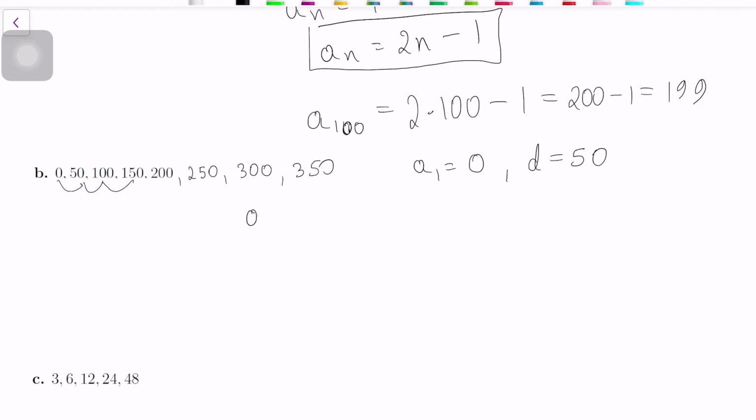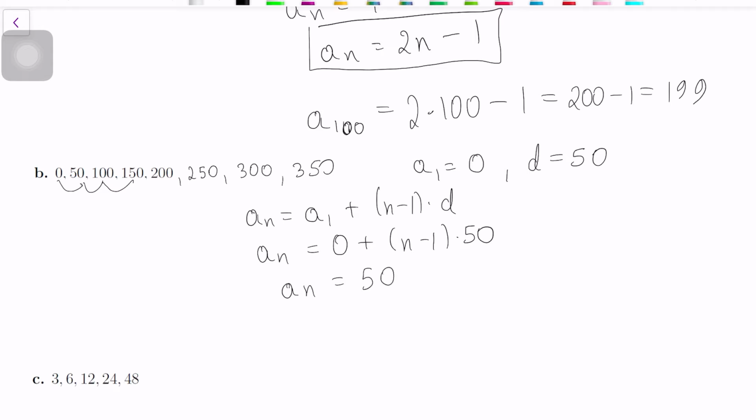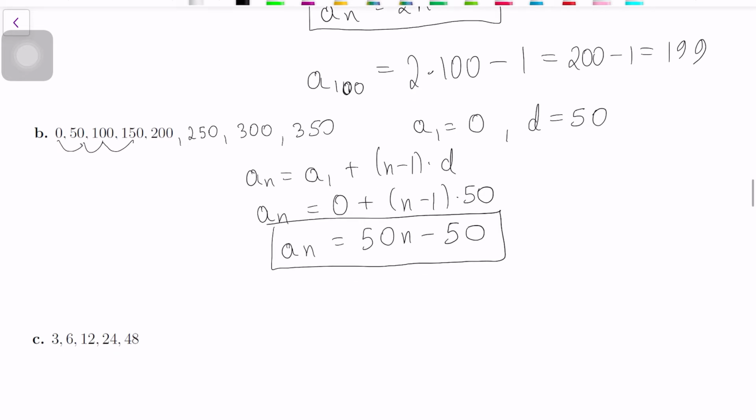So then the an formula is a1 plus n minus 1 times the difference. So an in this case is 0 plus n minus 1 times 50. Of course, 0 I can ignore, then I can distribute the multiplication by 50, and sometimes that's a nicer formula. So if I now want to find the 100th, that's going to be 50 times 100 minus 50.